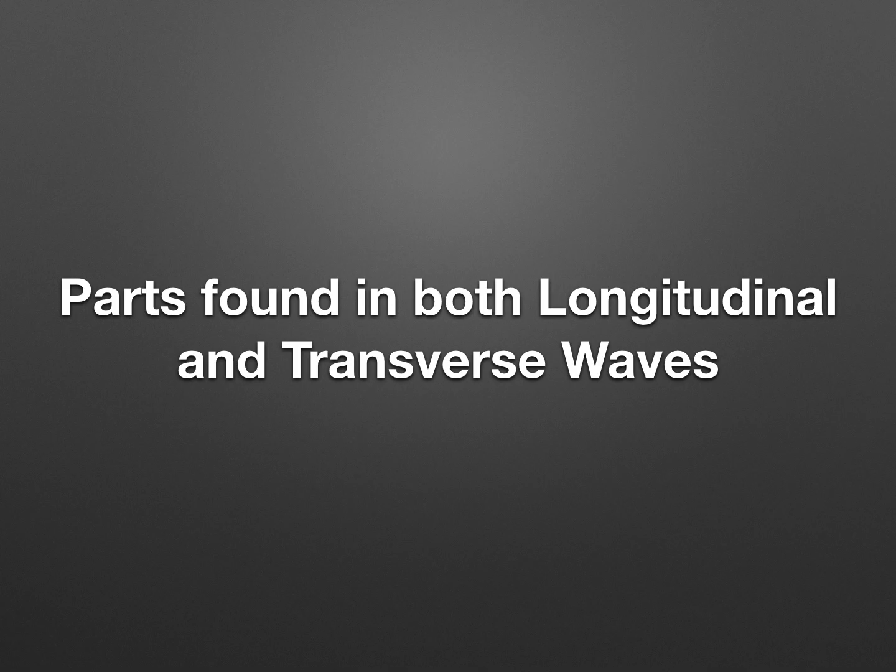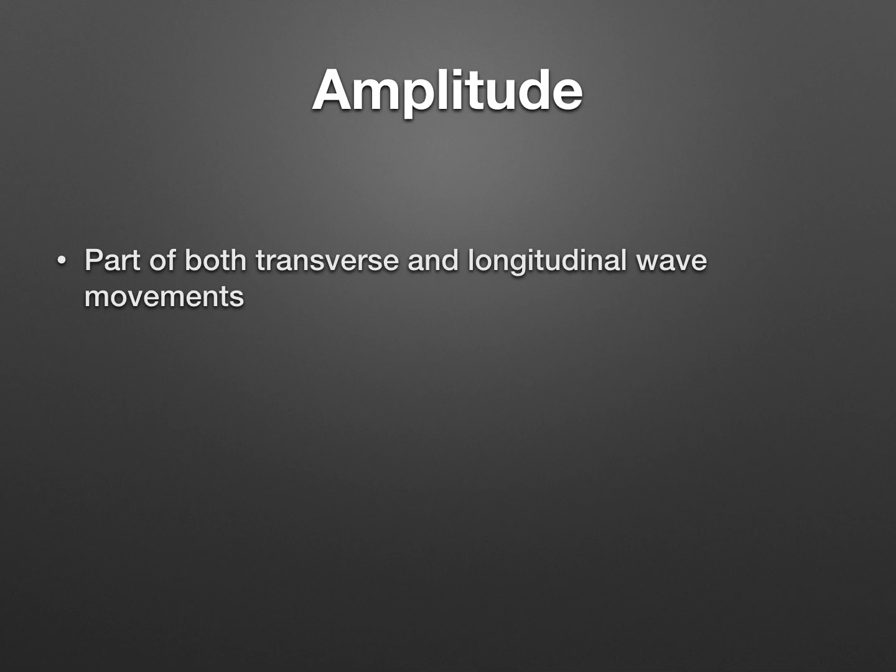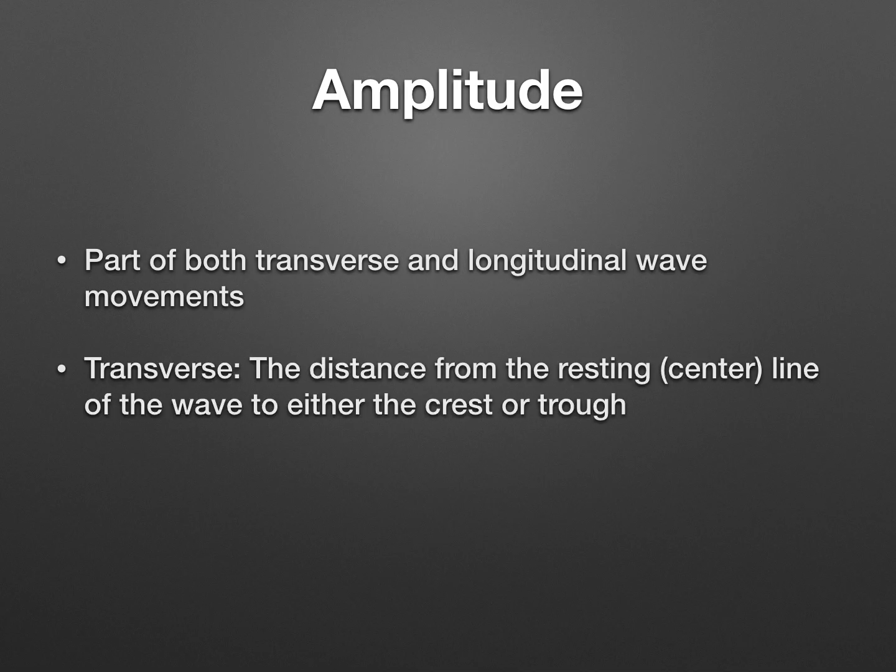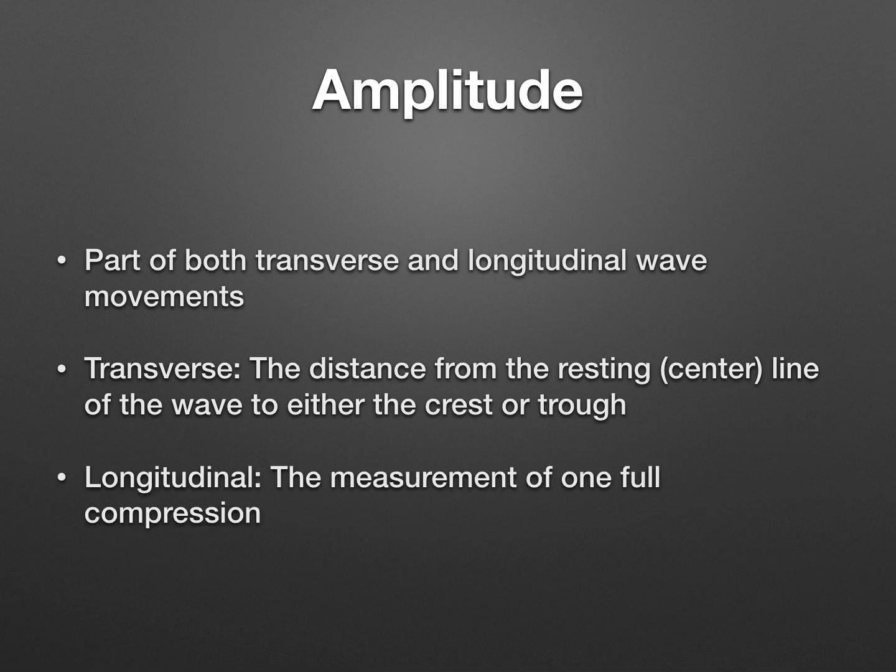There's also some parts found in both of these types of wave movements. The first of which is amplitude. You heard me talk about it in compressional waves, because compression is also known as amplitude. But it's found in both of the wave movements. To identify it in a transverse wave, it's the distance from the resting center line of the wave to the tip of the crest or the trough, which is actually the same exact distance. And in the longitudinal wave, it's the measurement of one full compression.